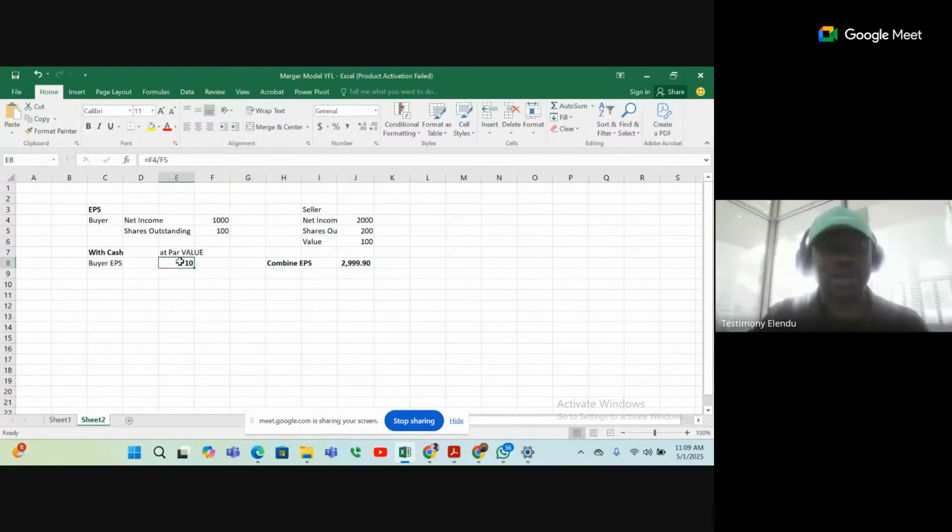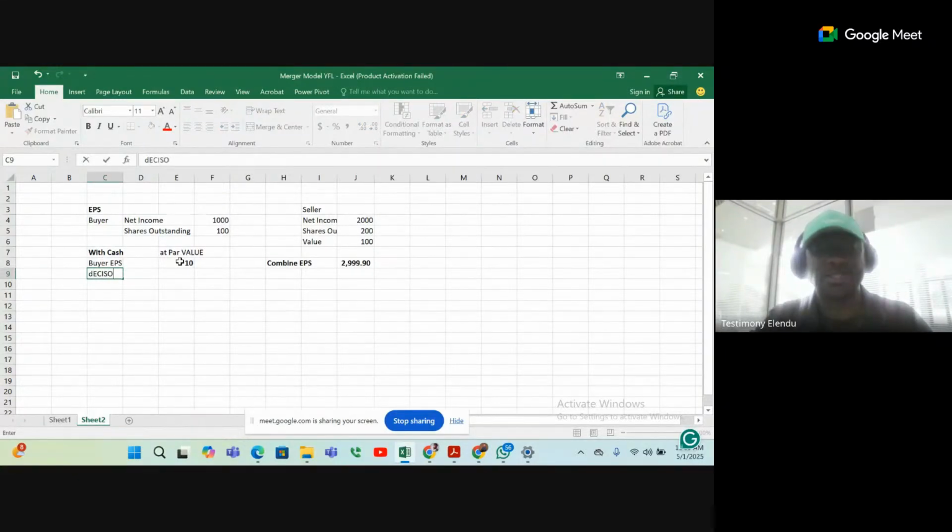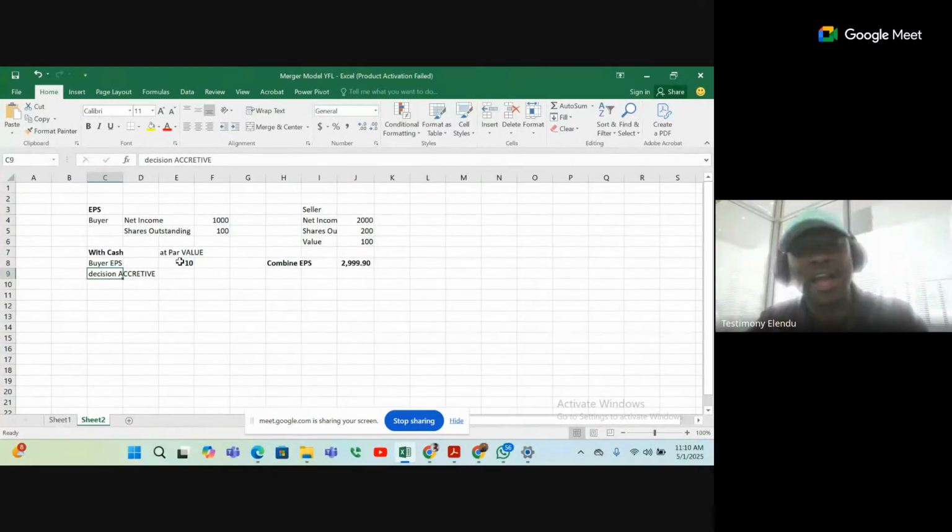So in this particular case, our decision rule is very simple. The buyer's EPS is 10, the combined EPS is 2,000. This particular deal, our decision is very, very simple. It means that this deal is accretive, so we should go ahead. In simple terms, it means that if we combine with this company at this particular price, what we are going to be potentially earning per share of our company is 2,000 as against 10, which we are currently earning. So this deal makes sense. That is essentially what EPS analysis is.